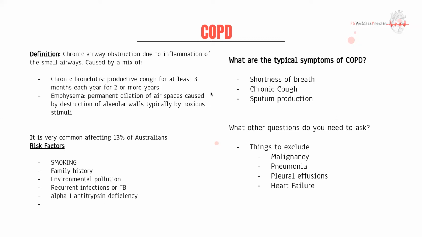In addition to everything we've already mentioned, some other questions that you need to ask include questions to exclude other pathologies. Now, just based on these features, shortness of breath, a cough that's been going on for way too long, abnormal sputum, you need to exclude lung malignancies. You need to exclude infections, pleural effusions, heart failures, other cardiac pathologies.